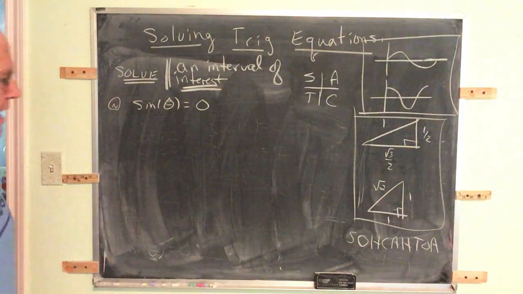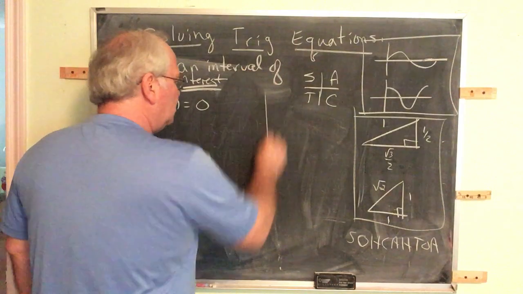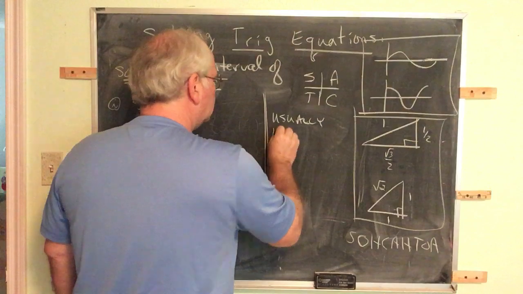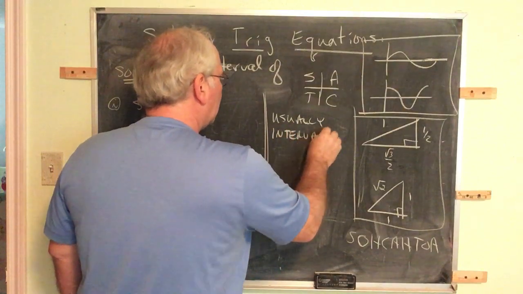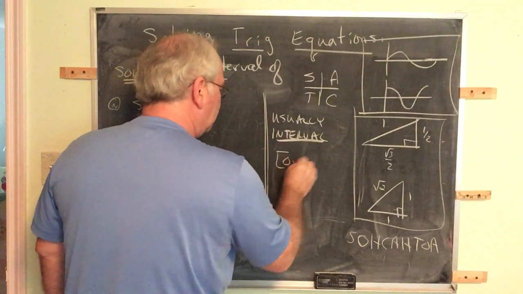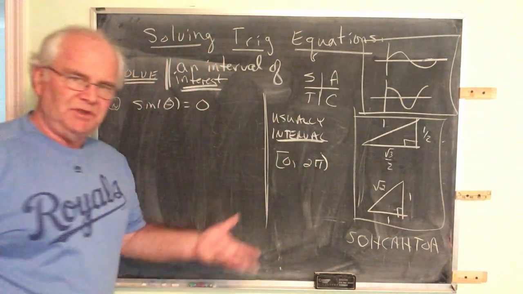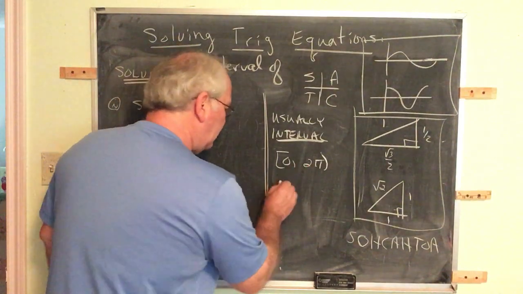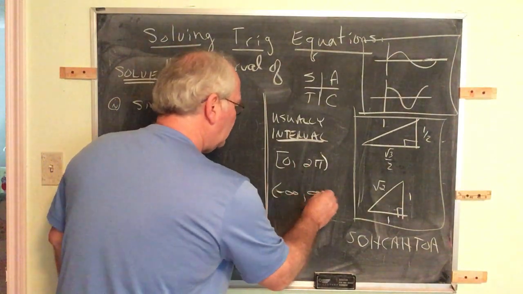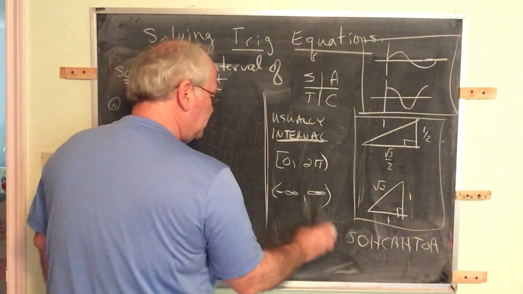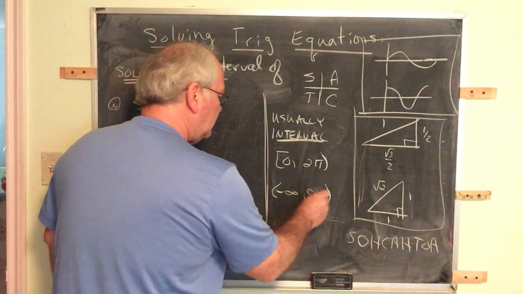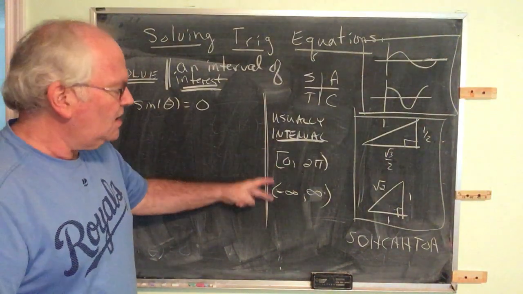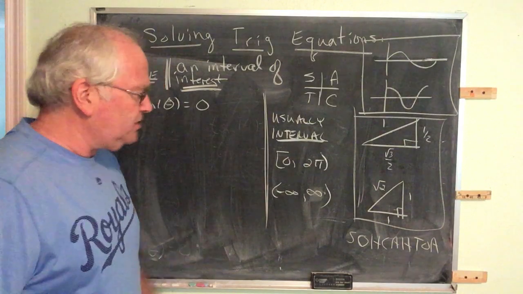Usually, this is not set in concrete, but usually it's one of two things. Usually the interval is either from 0 to 2 pi, which is the standard 1 revolution, or if it's not that, it's usually all real numbers, all solutions. So we solve usually on either this interval or this interval. All right? Usually. That's not set in concrete, but usually that's what happens.